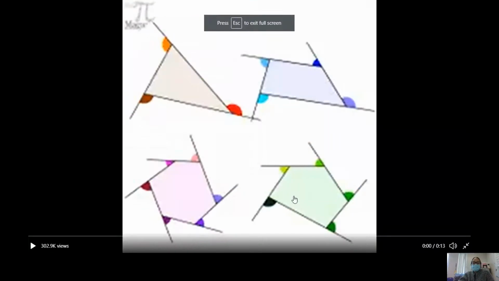Ready? Okay. I've got 4 different polygons here, right? I've got a triangle, a quadrilateral, a hexagon and a pentagon. Now, if you look at these colors on the outside, I know it's kind of grainy, but the colors on the outside are the exterior angles. If I put all those exterior angles together, what am I supposed to get? 360. I'm supposed to get a circle. So I'd like you to just watch.